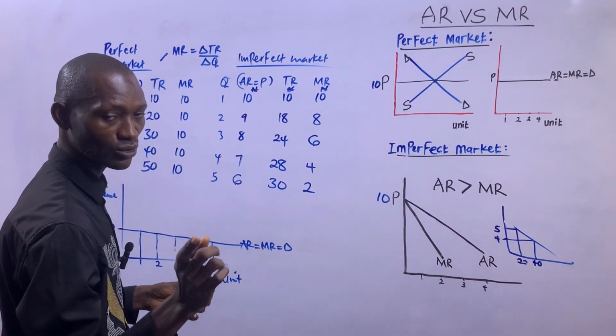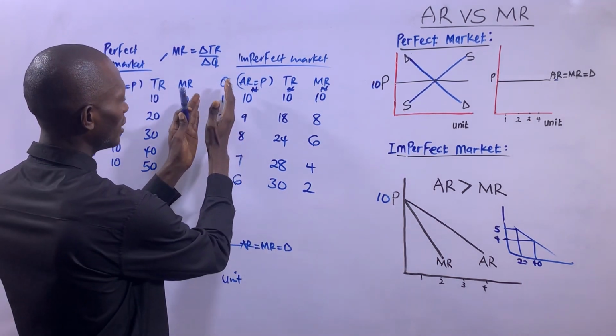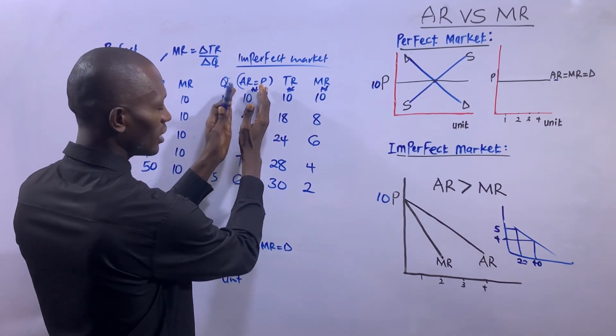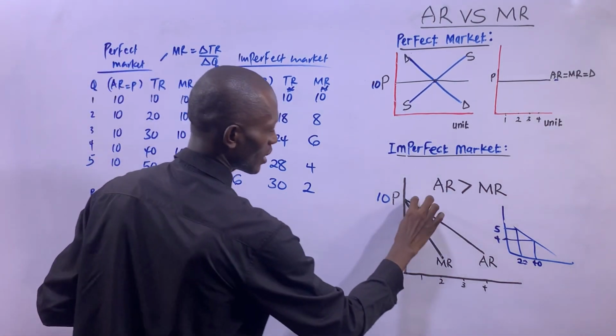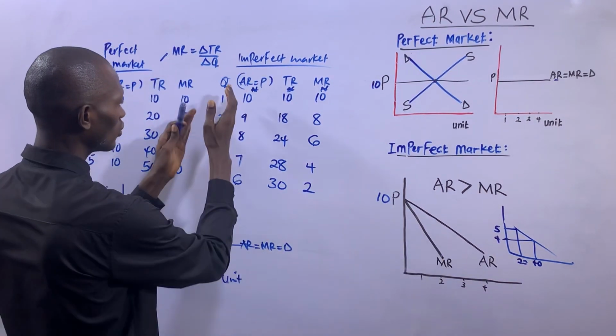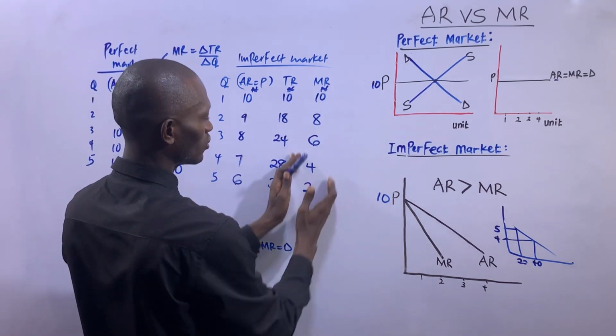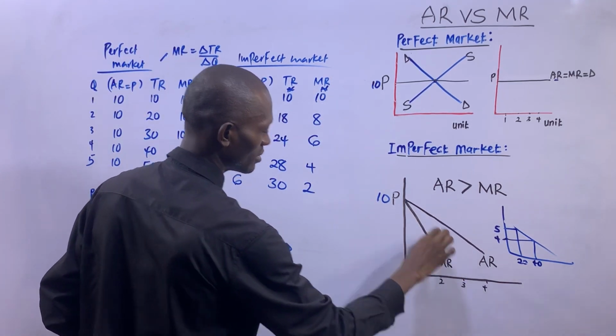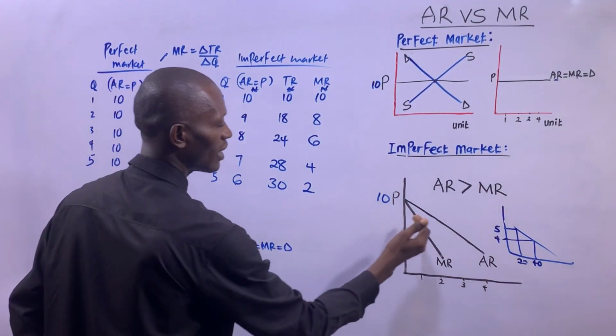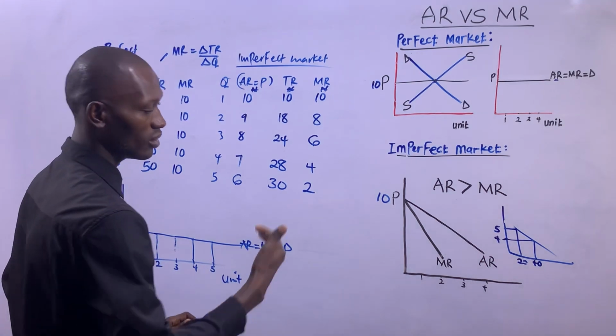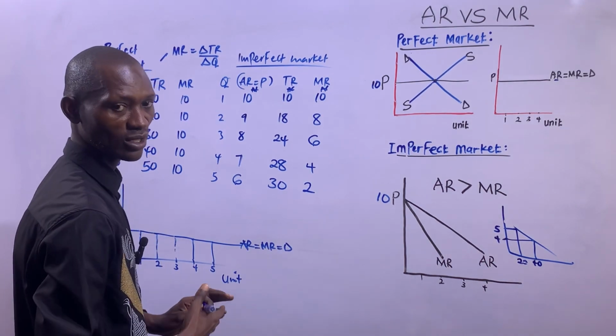If you draw quantity together with average revenue, you are going to have this. And if you draw quantity together with marginal revenue, you are going to have this. So your marginal revenue will lie below the average revenue. That's what you are going to have.